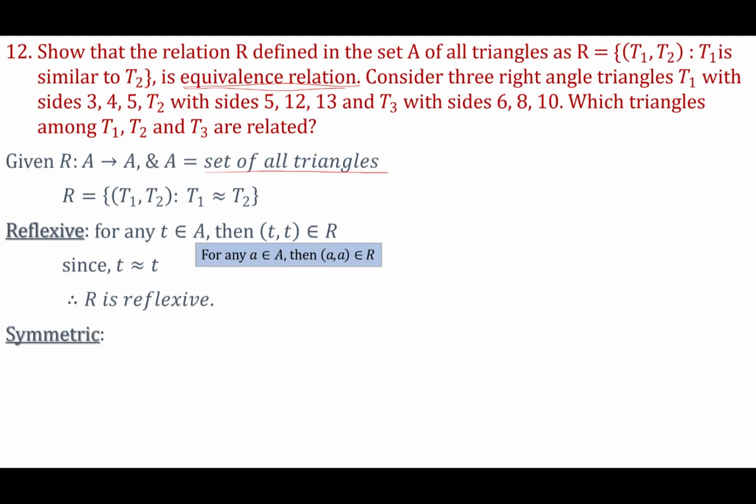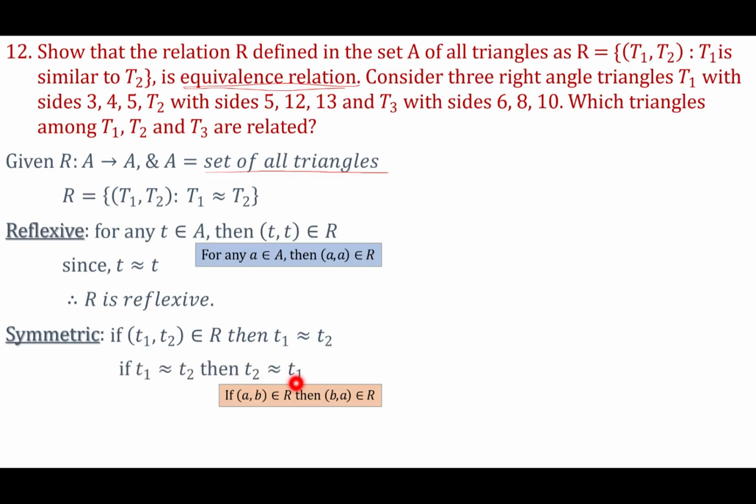Symmetry. The definition of symmetry says if (a, b) belongs to R, then (b, a) must belong to R. If (T1, T2) belongs to R, then according to the definition of the given relation, T1 is similar to T2. If T1 is similar to T2, which means T2 is also similar to T1. If T2 is similar to T1, that means (T2, T1) belongs to R. So if (T1, T2) belongs to R and (T2, T1) belongs to R, that means the given relation R is symmetric.